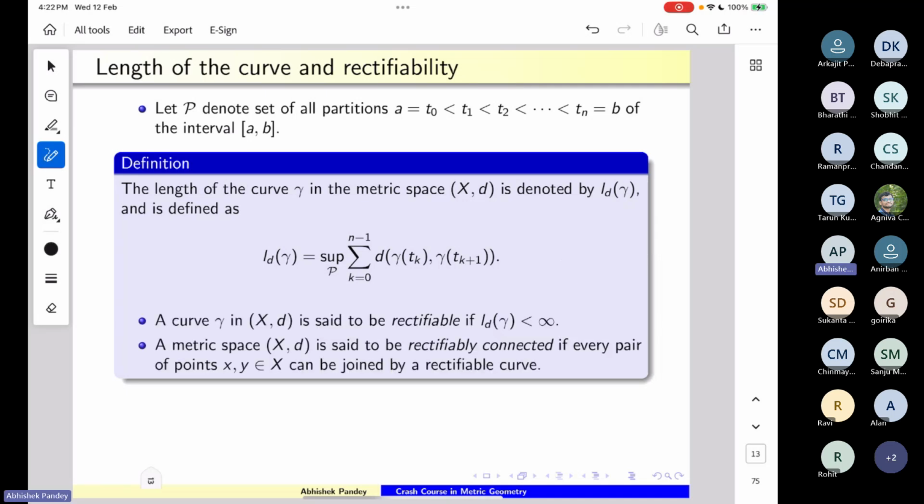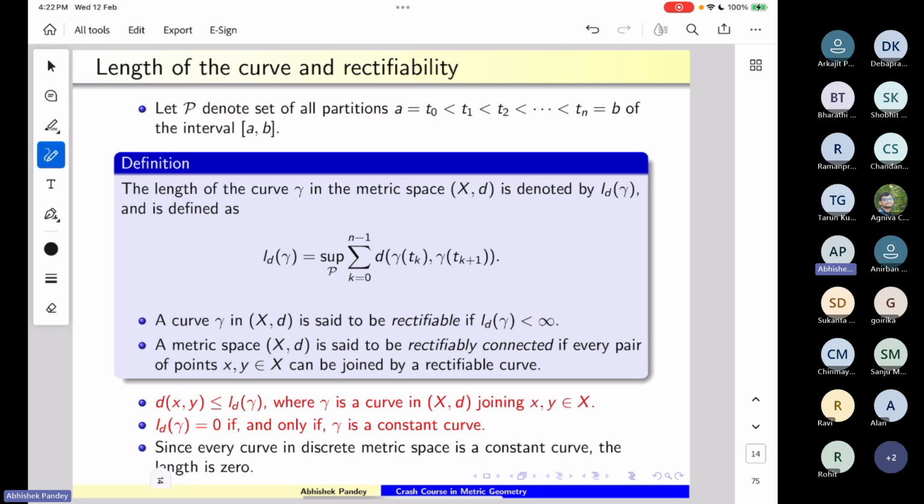Okay, we say that a curve gamma in (X, d) is rectifiable if this length is finite, and a metric space is said to be rectifiably connected if every pair of points x, y in X can be joined by a rectifiable curve.